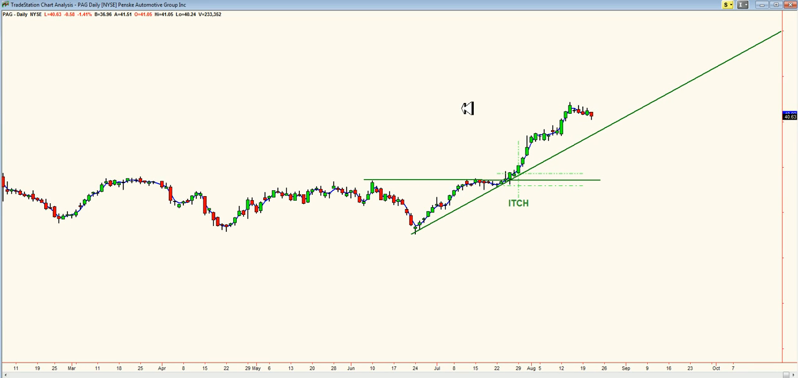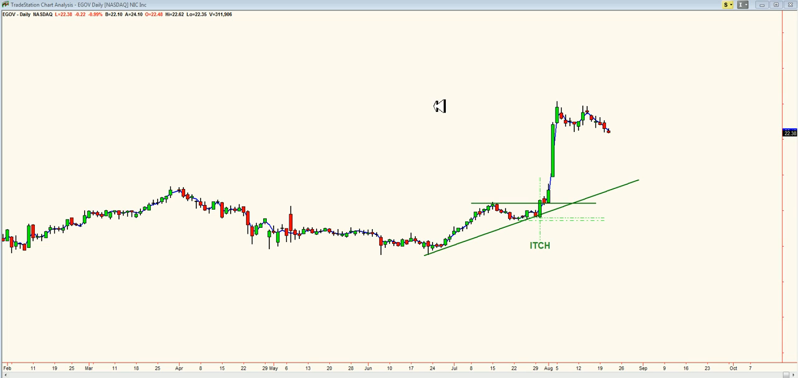How about PAG, Penske Automotive Group? Nice long consolidation. Then back in August of 2013, we had a nice pullback and broke out with an itch. Again, a bullish in the crosshair. Let's take a look at another.